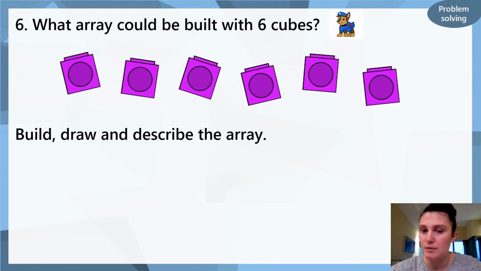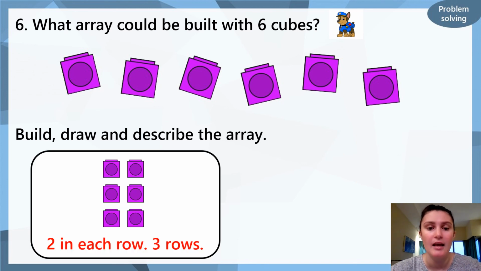Remember, each row must have the same number of cubes. So there's a few different ways you can make it. Here is an example. This is one way you can do it. If you need help, have a look here. We have 2 in each row and we have 3 rows all together. So here is a row of 2, here is a row of 2, and here is a row of 2.